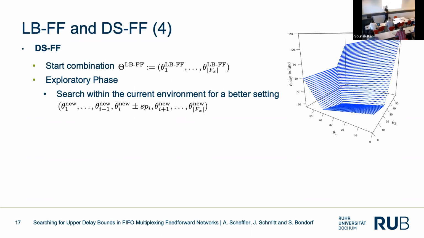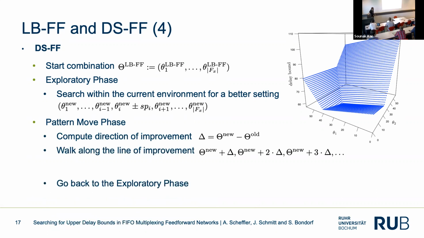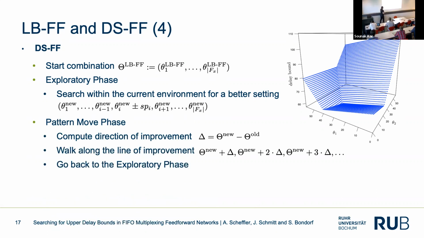This is done with some step size and checking how changing an individual theta parameter in this setting would get us a better delay bound. So you see there's the interdependence from always re-evaluating our symbolic term for the delay bound that we derived with the tool. And after we found the direction, the next step is called the pattern move phase. It simply says, once we have found the direction, we go this direction in multiple steps. We increase the step size until we overshoot, meaning the delay bound increases.